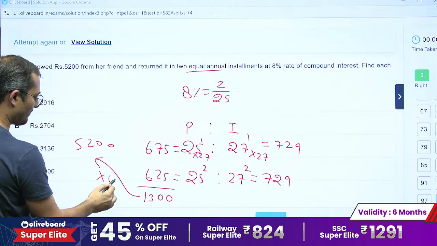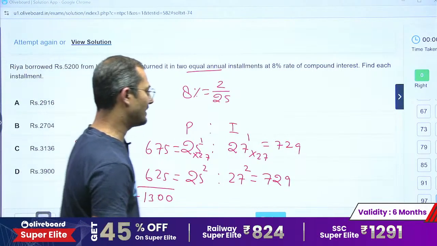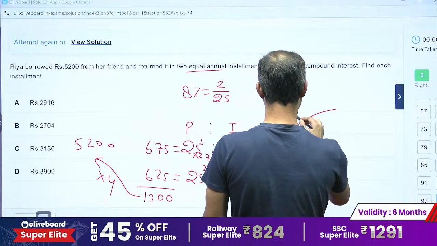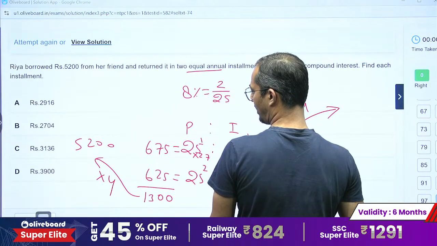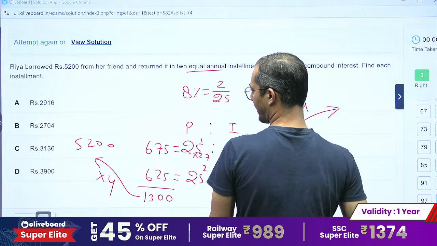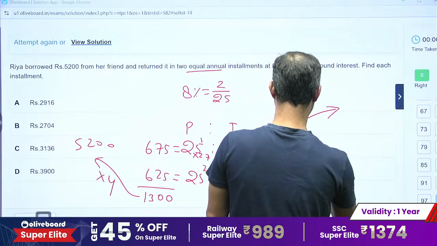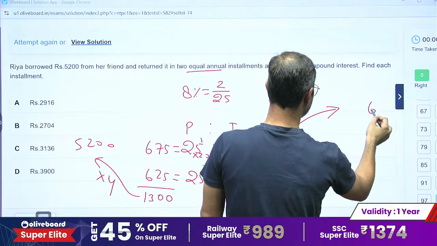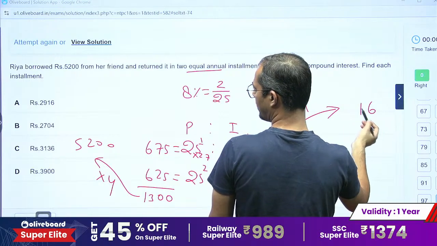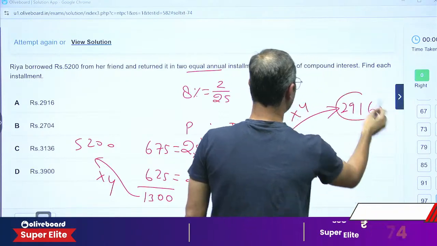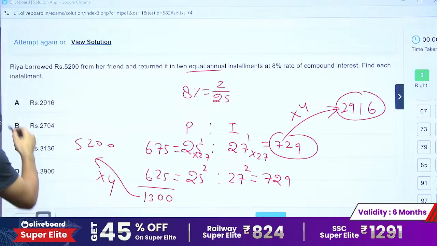So 13 is equal to how much? 5200. So how much time? 4 times. So we can say that the installment will also be 4 times. So into 4, right? So 9 4s are 36, 6, 8, 1, 16, right? So 16 only in option A, right? So 2916 is the right answer.